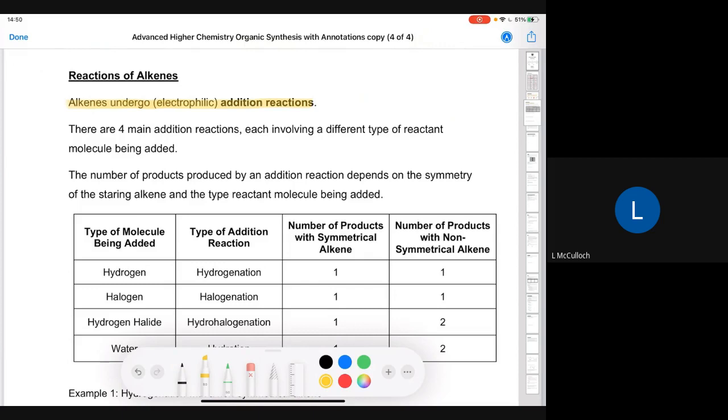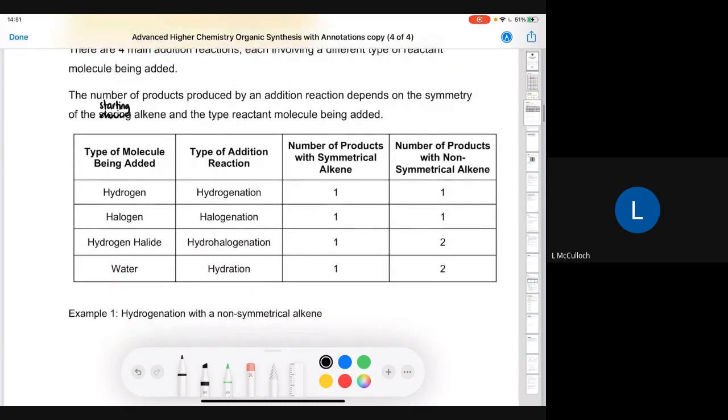So, the number of products produced by an addition reaction depends on the symmetry of the starting alkene and the type of reactant molecule being added. What we've got here are our different types of addition reaction.